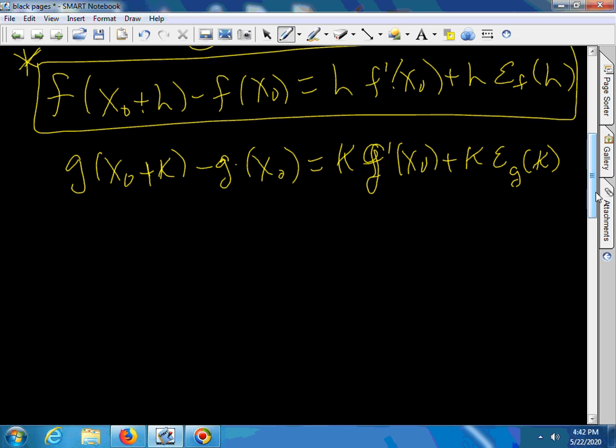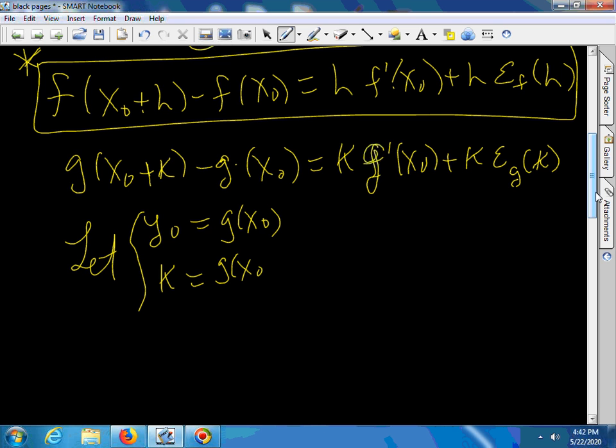Okay. And we're going to make two substitutions. Let y0 equal g of x0, and let k equal the change in g, g of x0 plus h minus g of x0.